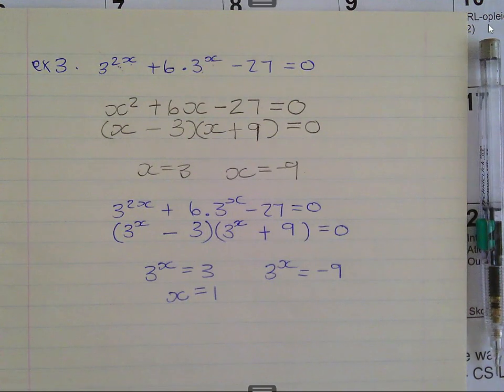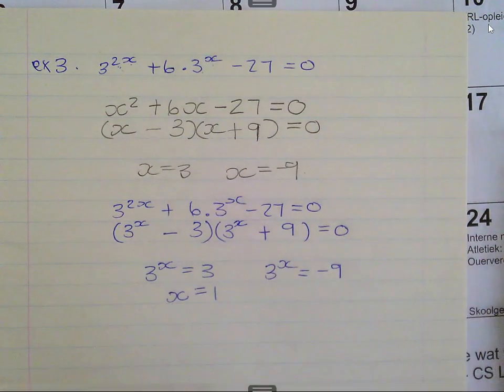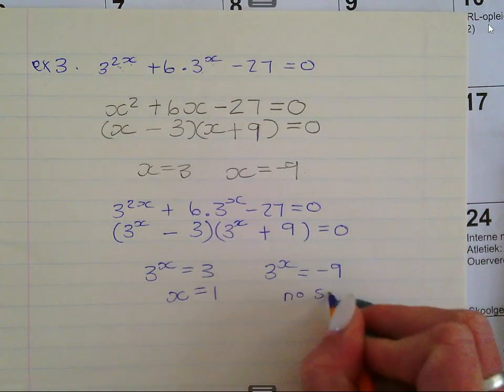Can I write negative 9 as 3 to the power of something? No. Negative 9 cannot be written as 3 to the power of something. It's negative bracket 3 to the power of 2, but that's not the same as 3. Is there a difference between having $1 million and having negative $1 million? Yes. If you have negative $1 million, you still need $1 million before you have nothing. Okay, big difference. So this one will have no solution.